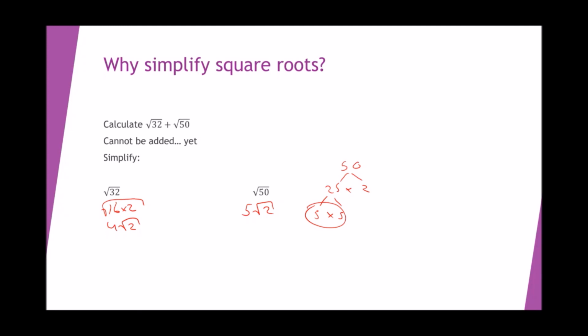Which means that actually square root 32 plus square root 50 is 4 square root 2 plus 5 square root 2, which can totally be added and gives us 9 square root 2. So in this case, simplifying means that we can actually add them together. More generally, we always simplify our square roots to keep them smaller, and that makes them more manageable. It's kind of like simplifying your fractions. Fractions should also always be simplified. Similarly, square roots always have to be simplified. So it's just kind of a convention so that we always write square roots in the same way.